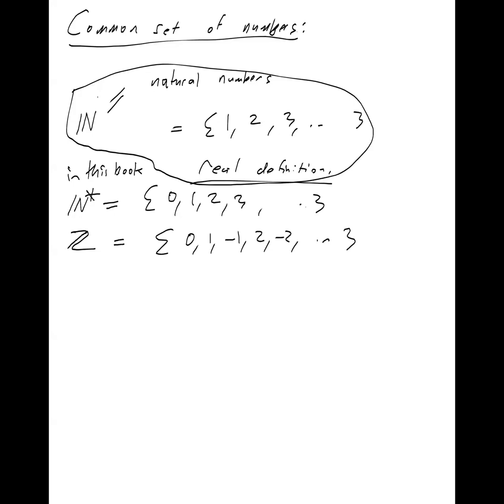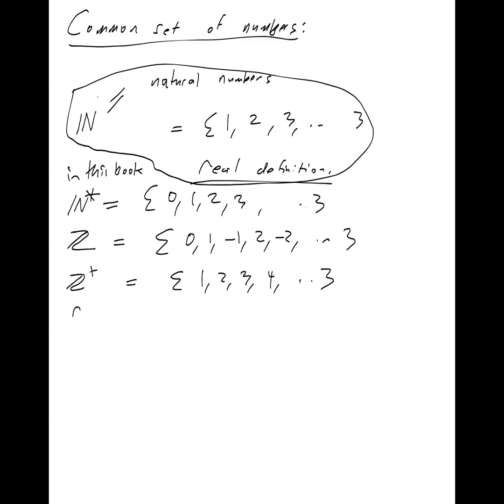Now the set Z plus is normally the same as the natural numbers. It contains all strictly positive integers, which would be 1, 2, 3, 4, etc. So Z plus normally would be the same as natural numbers.